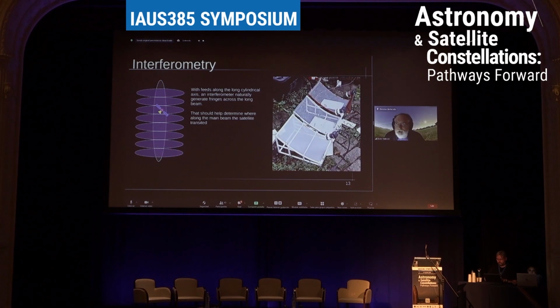So I'll just quickly finish on the idea of interferometry. We've got this long beam, but we'd like to know where the satellite crosses in that beam, so you can interfere the LNB data, and that can tell you where in the beam it crosses. That helps tie down the orbit a bit better as well.